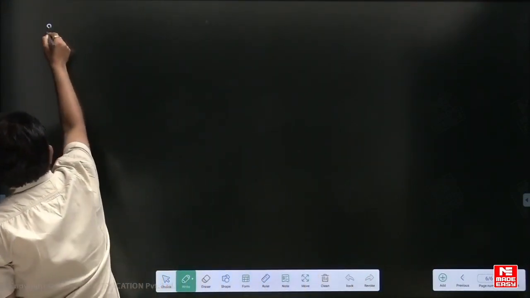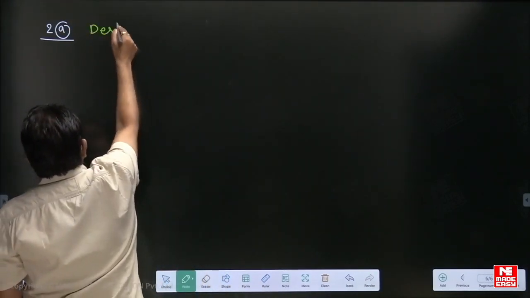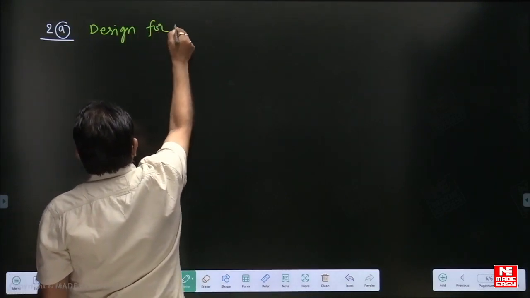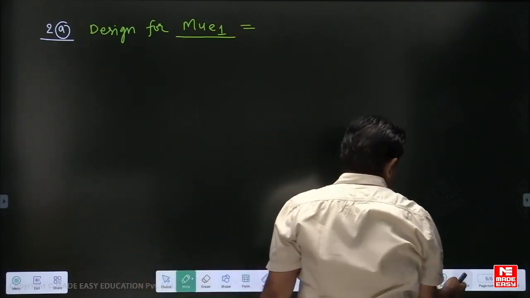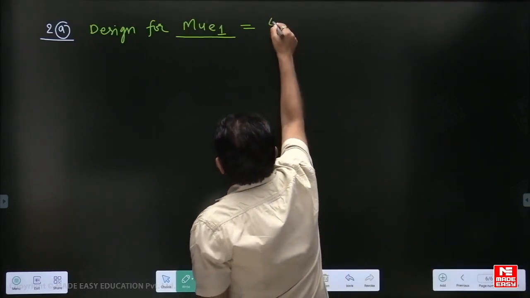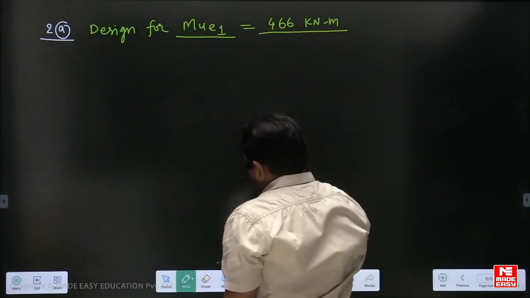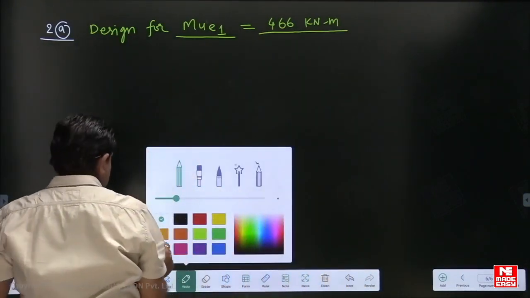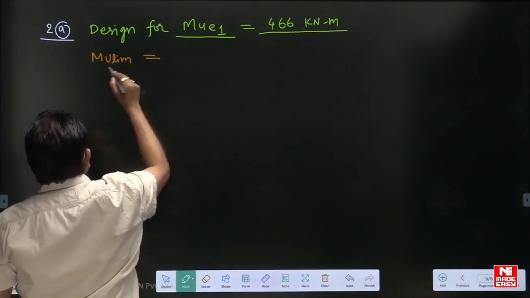Come to the next. So we are designing first of all. Let's design for the first moment. Mu equivalent 1 is equal to how much? That is equal to this moment, 466 kilonewton meter. First of all, you check the value of Mu limiting. That will guide you what type of beam you will need.